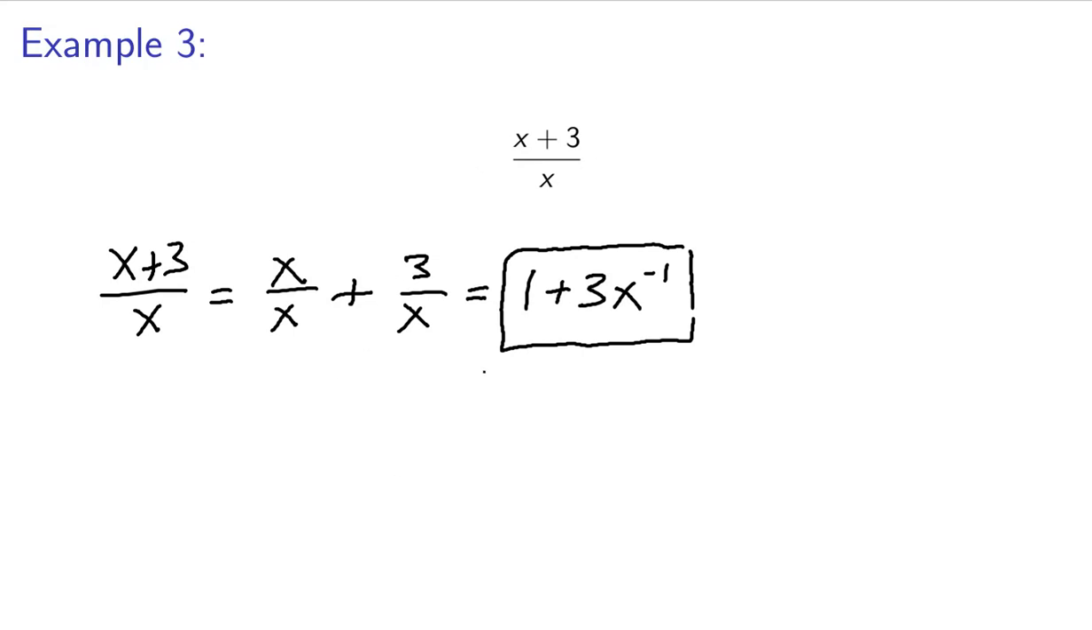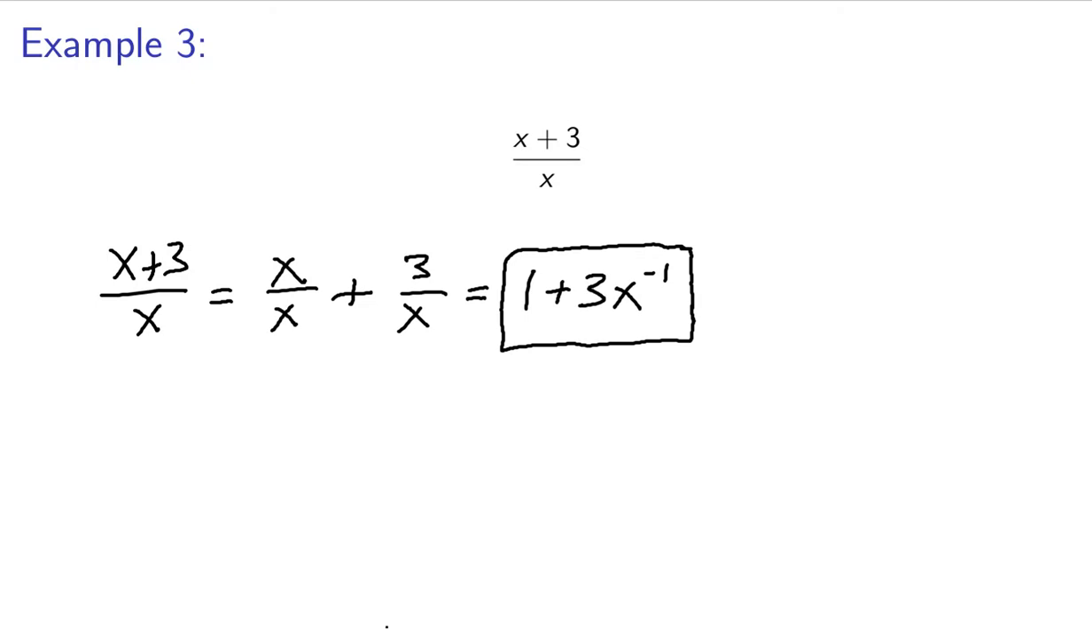Depending on exactly what you're looking for, you may want to keep this as 3 over x, but in calc classes in particular, you're going to want to keep this as x to the negative 1. Whenever you take a derivative or an antiderivative, keeping it in this form is easier to use.